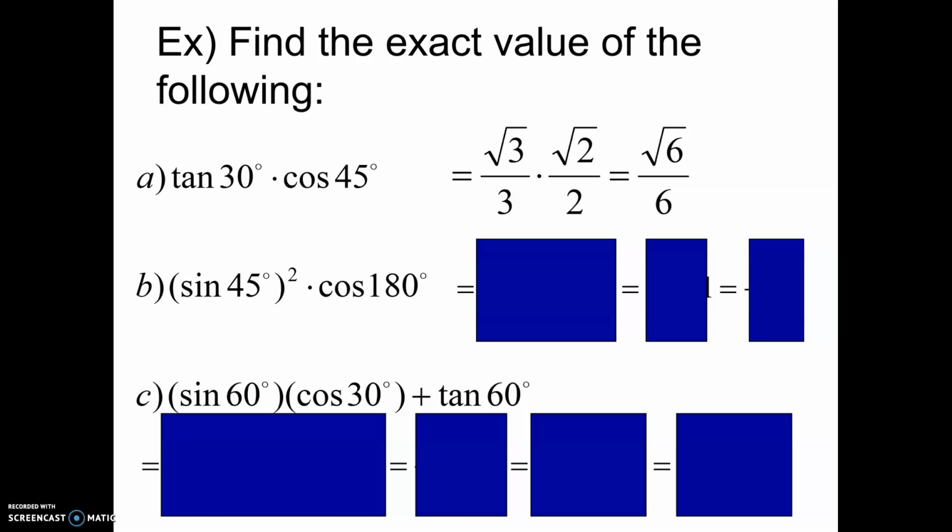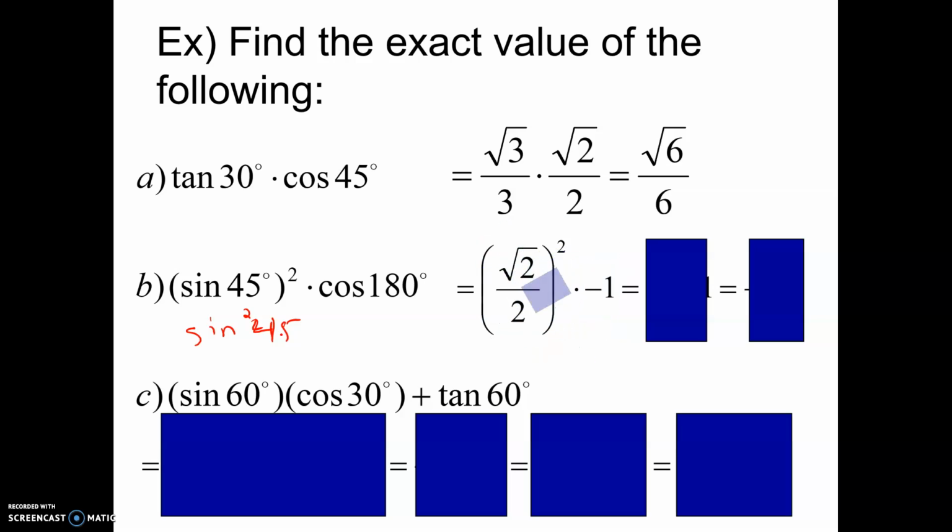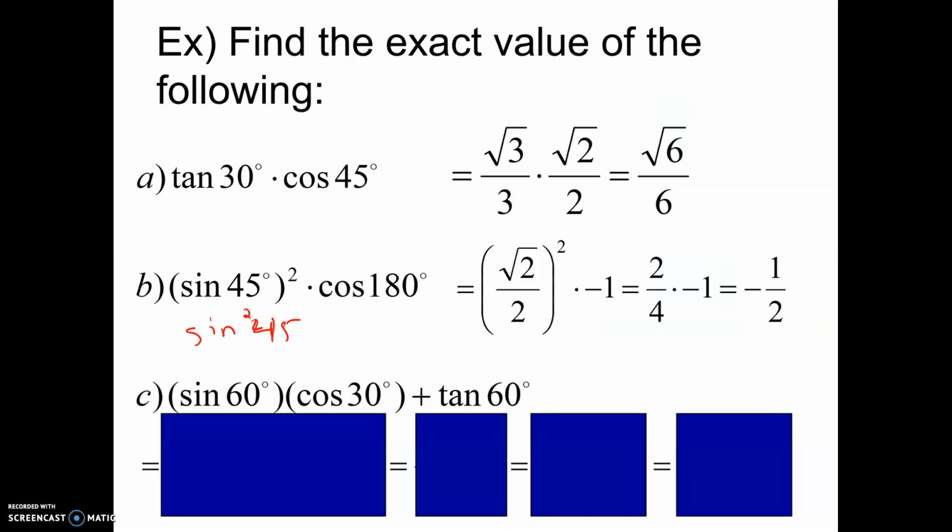Sine 45 squared and cosine 180. Well, and also this is the same thing. If it's written like this, it means the same thing, okay? So I'm just going to square radical 2 over 2, multiply by the cosine of 180, which is -1. Square the top and bottom. We get 2/4 times -1, -1/2.